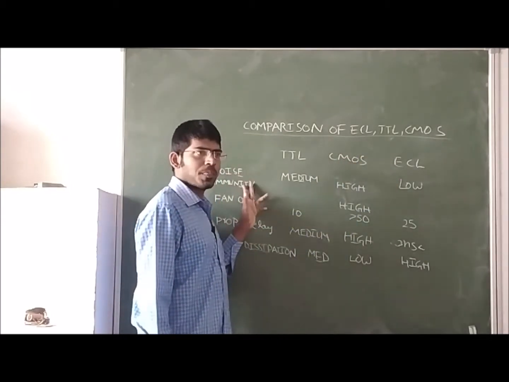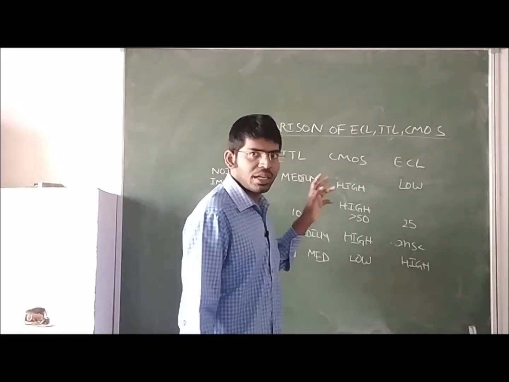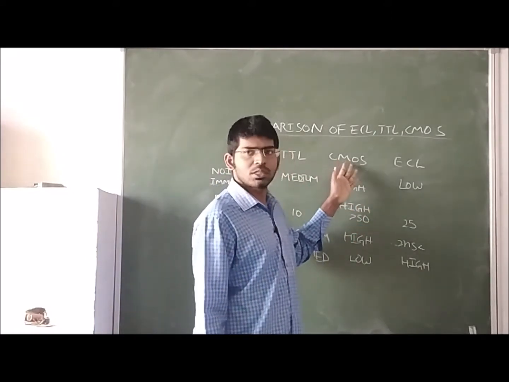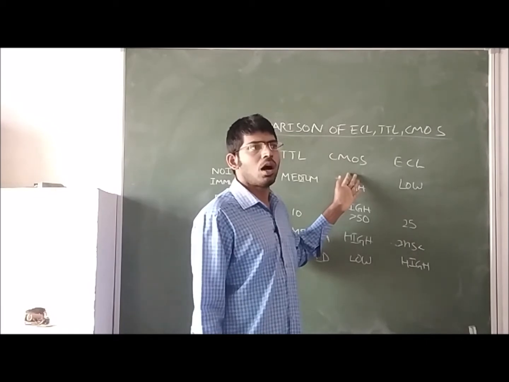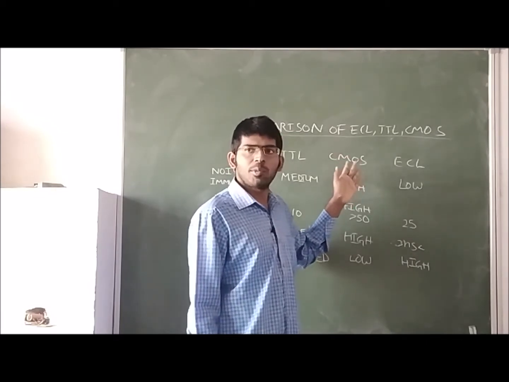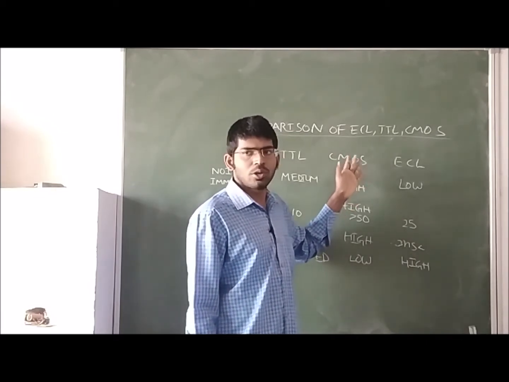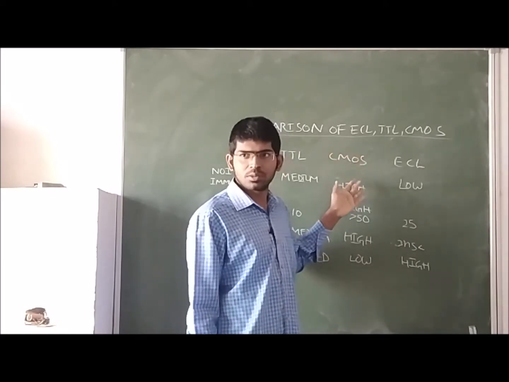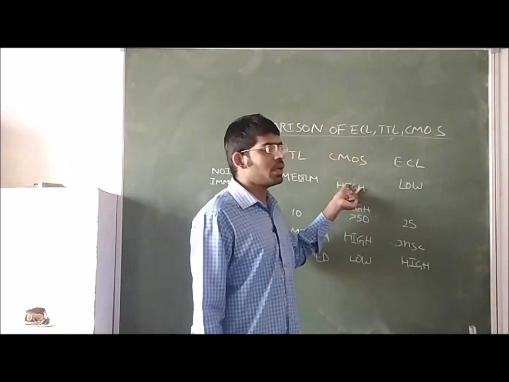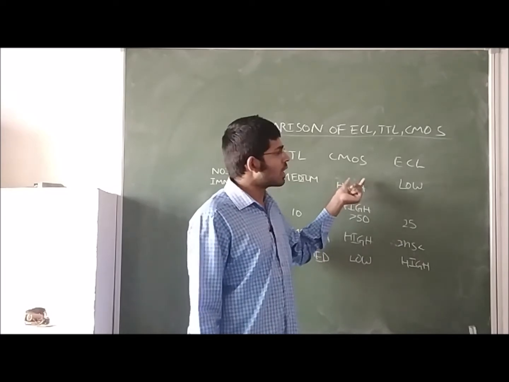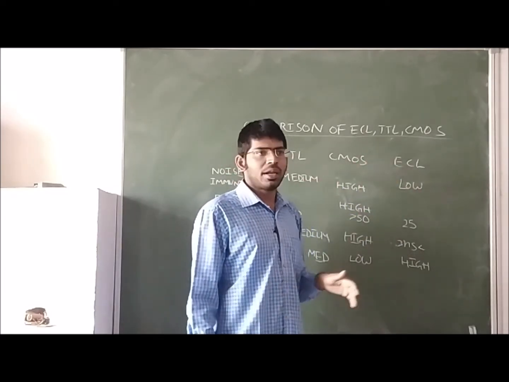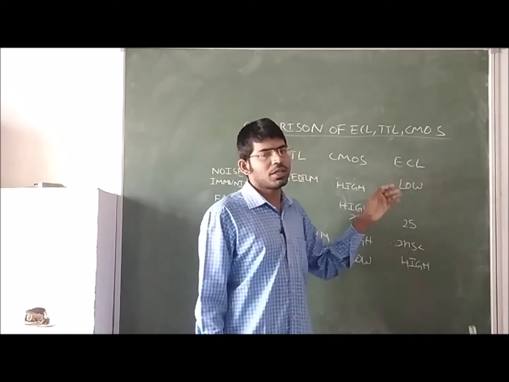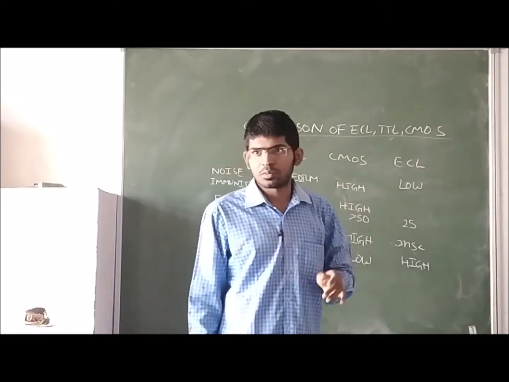Noise immunity. If we design any gate by using the CMOS technology, this gate is capable of handling a high amount of noise. So it is showing high immunity to noise. Noise immunity of the CMOS is very high compared to the TTL and ECL. And the noise immunity that is offered by the ECL is very low.